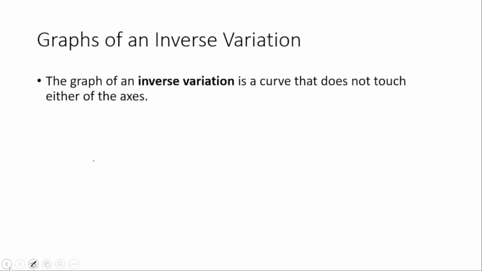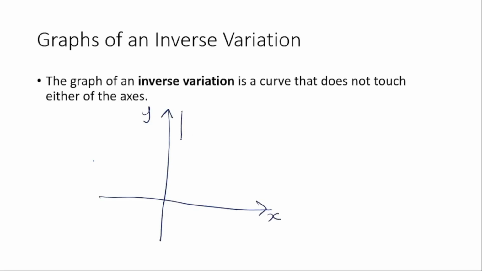Let's go back. Inverse variation. How does the graph look like? So we draw the axes. We have the y-axis and we have the x-axis. We are going to have a curve, yes. So this curve will not touch either of the axes, and the equation is y is equal to k over x, like we had talked about previously.